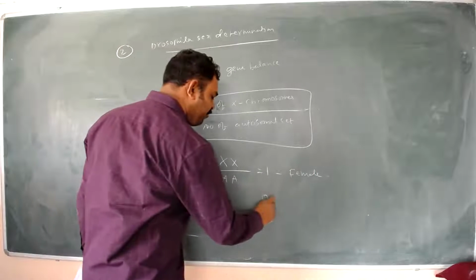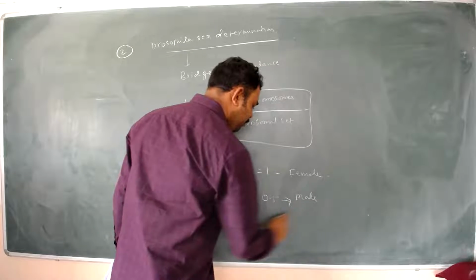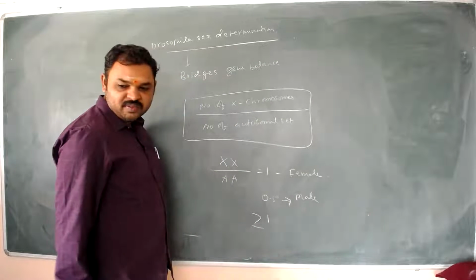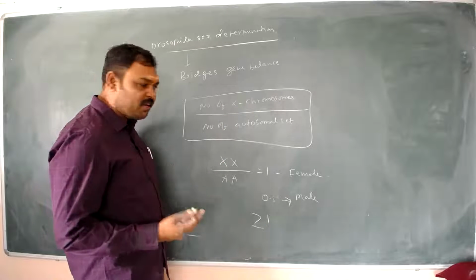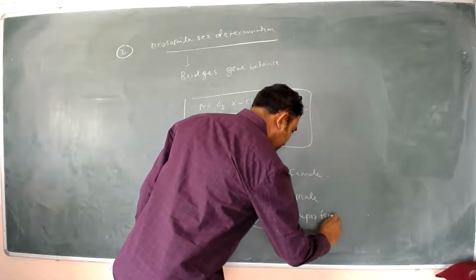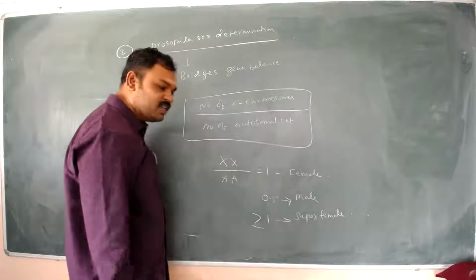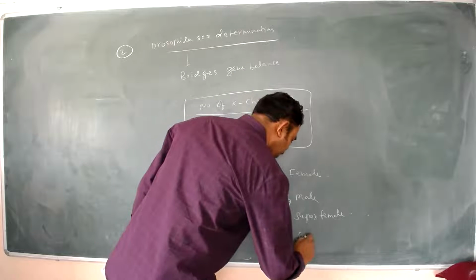Suppose it is 0.5, that is the male. If the ratio of the number of X chromosomes to the number of autosomal sets is more than 1, it is called a super female. Suppose it is less than 1, how is this called? This is a super male.